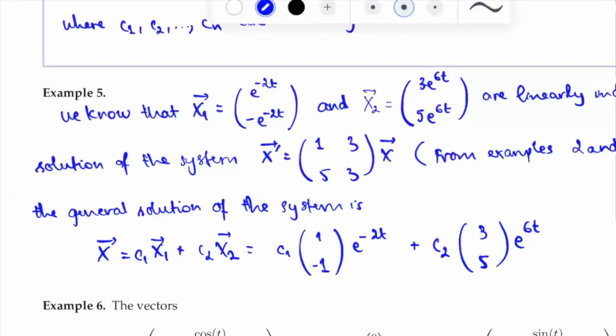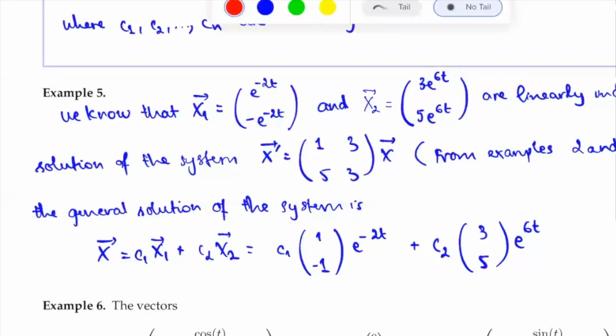Again, I just want to show you that mostly for this lecture it's just concepts, definitions, the kind of notations, and how you could obtain or write the solution in a certain way. So as you can see here for x1 and x2, you can always pull out the e to the negative 2t for x1, and you can pull out the e to the 6t for x2.